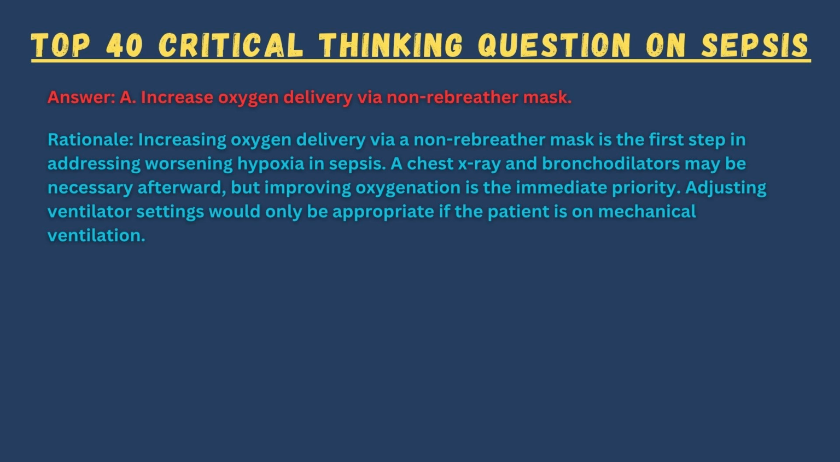Rationale: Increasing oxygen delivery via a non-rebreather mask is the first step in addressing worsening hypoxia in sepsis. A chest X-ray and bronchodilators may be necessary afterward, but improving oxygenation is the immediate priority. Adjusting ventilator settings would only be appropriate if the patient is on mechanical ventilation.